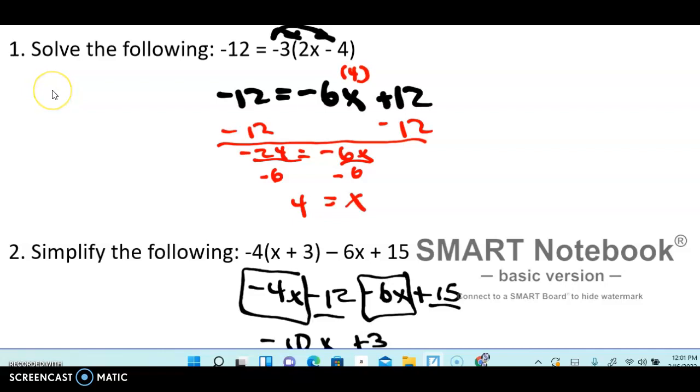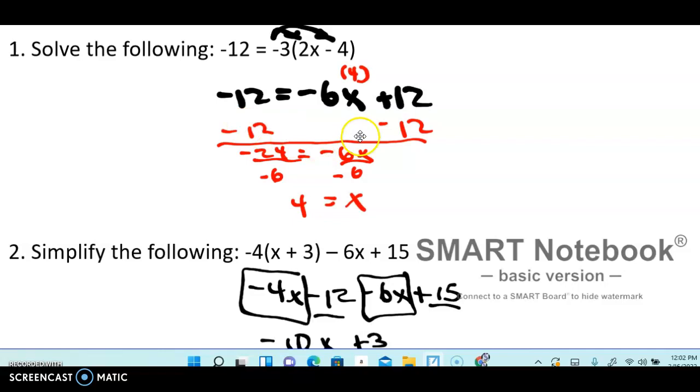All right, let's go and take a look at the first problem here. Number one, it says solve the following. -12 is equal to -3 times 2x minus 4. You're going to do the distributive property work first. You got -3 times 2x gives you -6x. -3 times -4 gives you +12. This sets up a two-step equation.